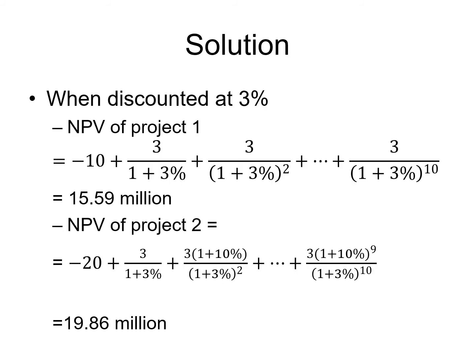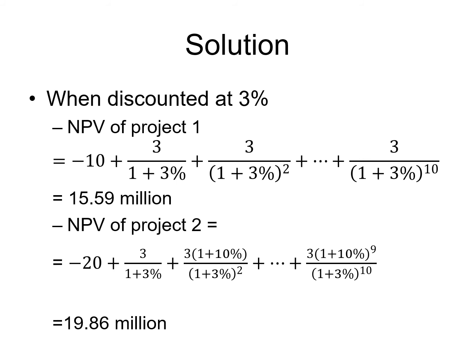Solution: when discounted at 3%, NPV of project 1 is equal to -10, which is the initial investment, plus the cash flows of $3 million every year discounted for 10 years. The result is $15.59 million.